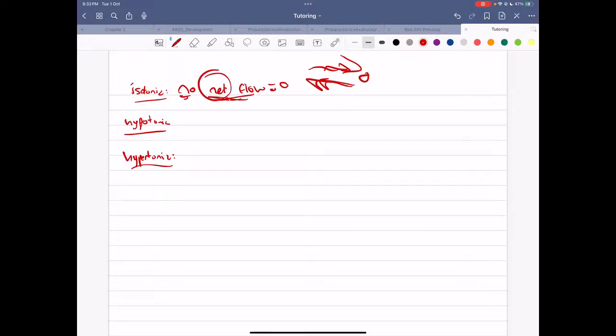While if I talk about a hypertonic or a hypotonic solution, who in the chat is going to tell us what a hypotonic solution is? Low water potential, exactly.